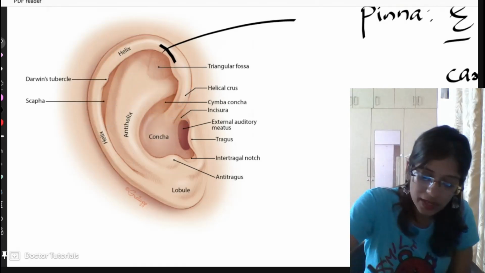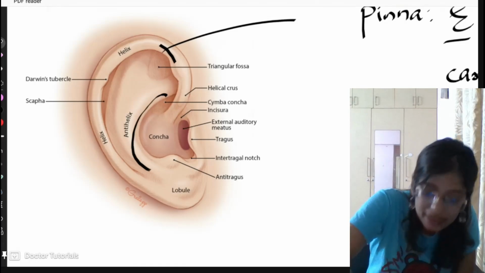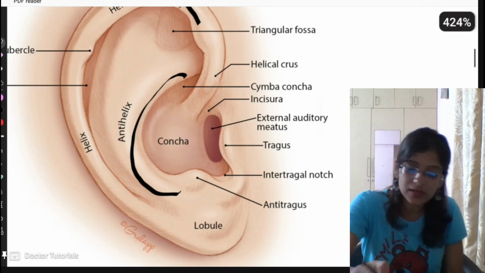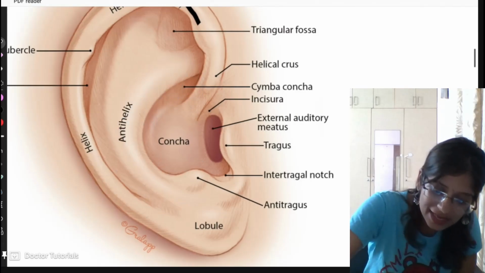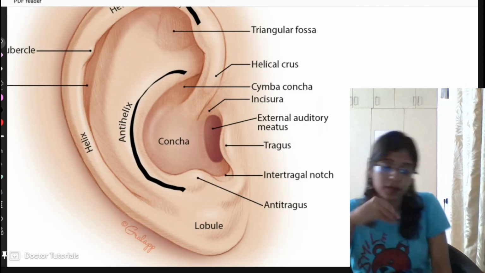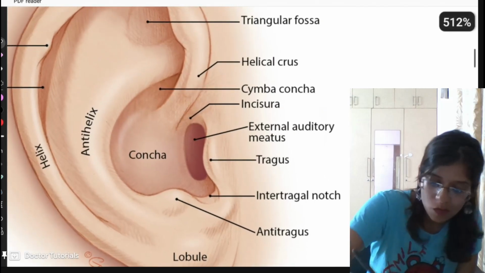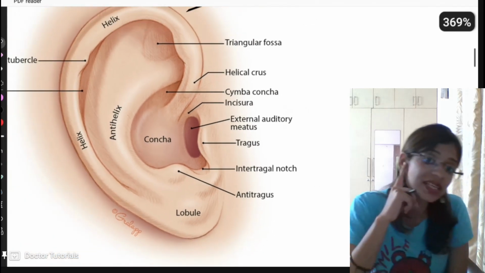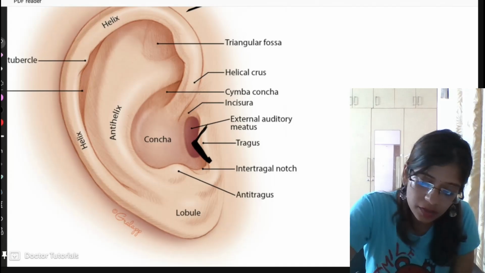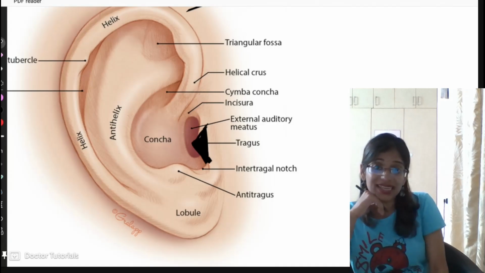Inside the helix, parallel to the helix, another curved line is there, that is called the antihelix. Can you see properly? Can you see another curved line inside? Yes, that is the antihelix. Now you can touch and see your own ear. There is one projection here, very important, that is called the tragus.